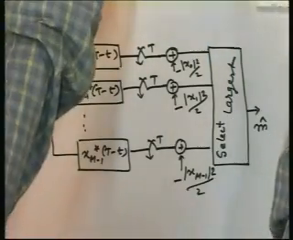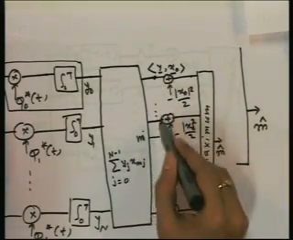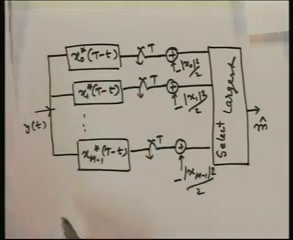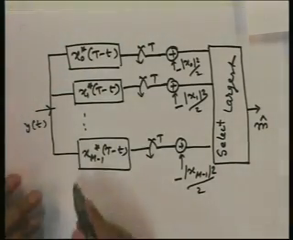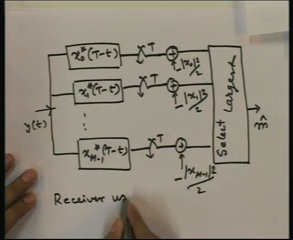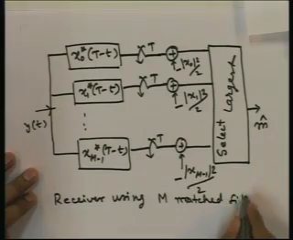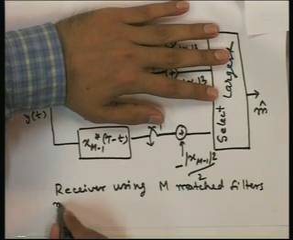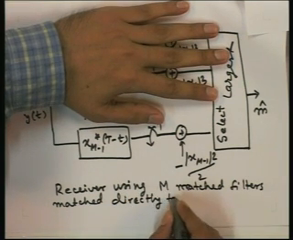So, we have computed these quantities here by doing this matched filtering directly with the possible transmitted signals. This is also a matched filter receiver, but this is a receiver which uses M number of matched filters, matched directly to the signal set.